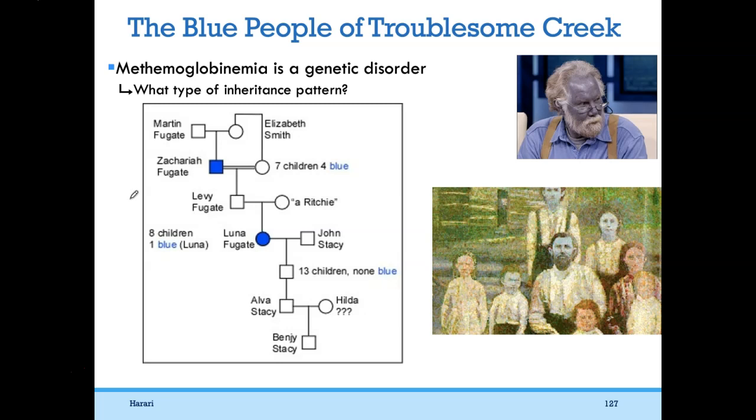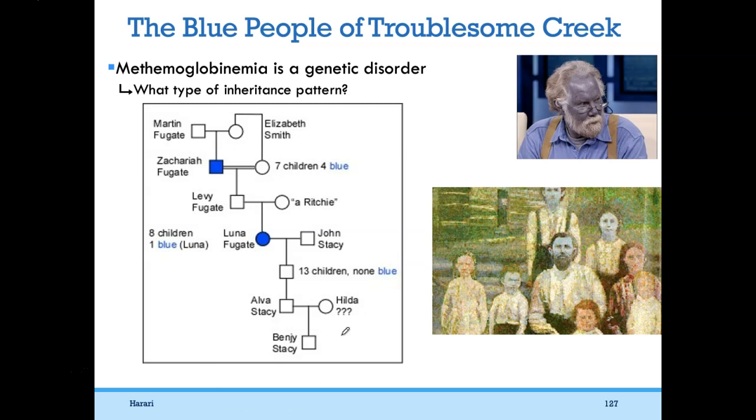So enzyme tests indicated that this disease comes from a lack of an enzyme called diaphorase. So when you don't have any copy of diaphorase on chromosome 22, that means you have this blue skin. What type of inheritance pattern is this?